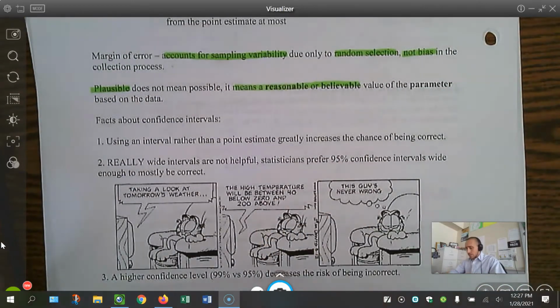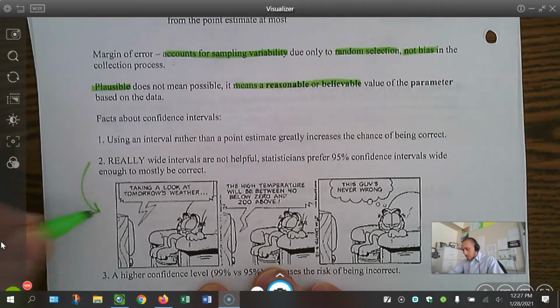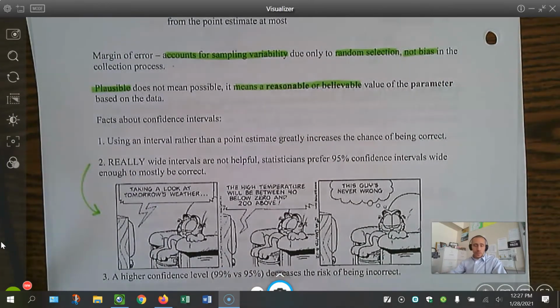This cartoon is awesome. This is Garfield. I don't even know if you know who Garfield is, but I like Garfield cartoons. If you got to read this.